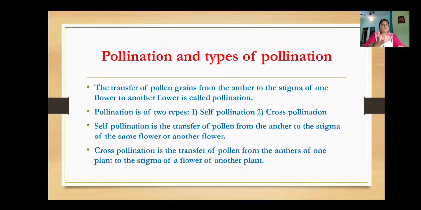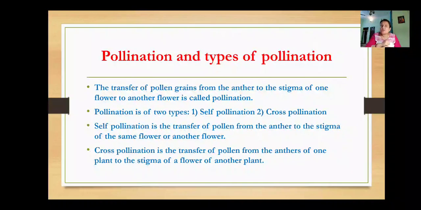Self-pollination: self means itself, apne aap. So self-pollination is the transfer of pollen from the anther to the stigma of the same flower or another flower, meaning either on the same flower or from one flower to another flower, but on the same plant. So this is self-pollination.